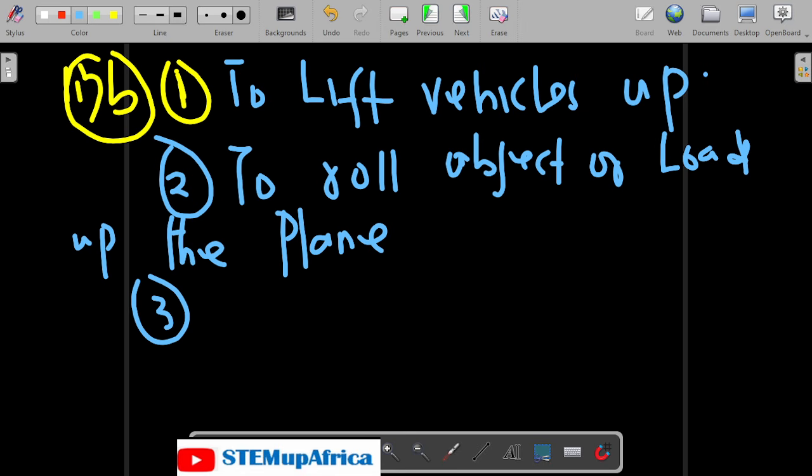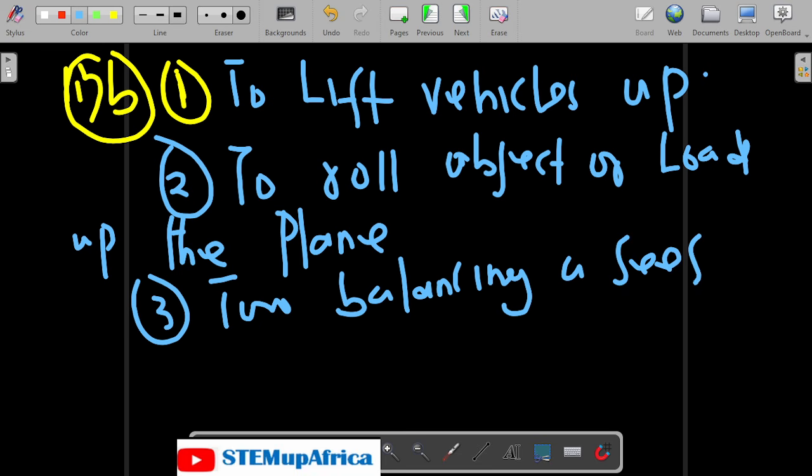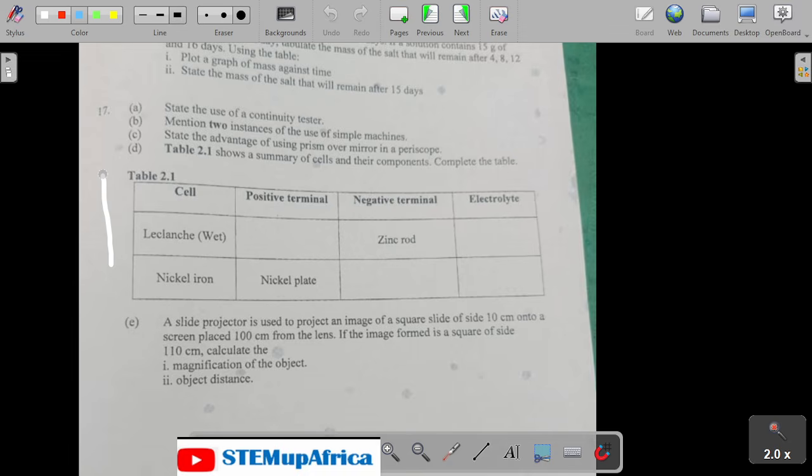3, then we also have the wheel and axle. The wheel and axle is applicable. You can use it to fetch water from the well without stretching yourself. Then we have the lever, an instance where we use a lever is where two children are playing, balancing a seesaw. A seesaw is an example of a lever. So any of them can serve as question 17B.